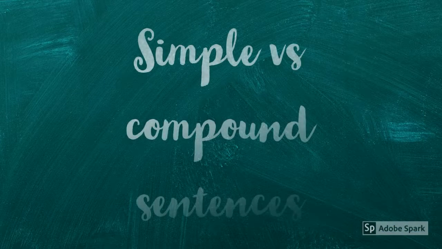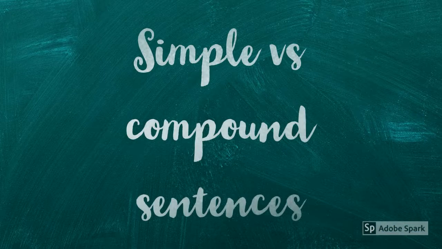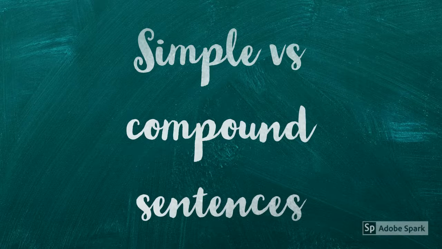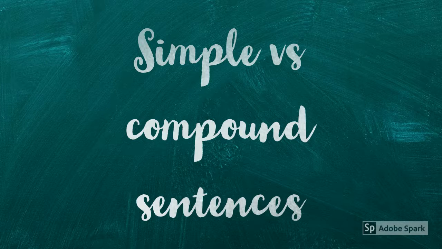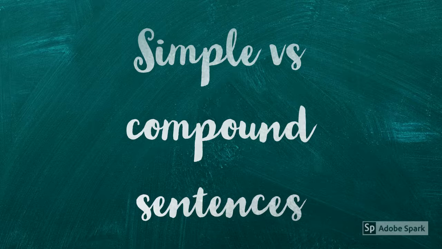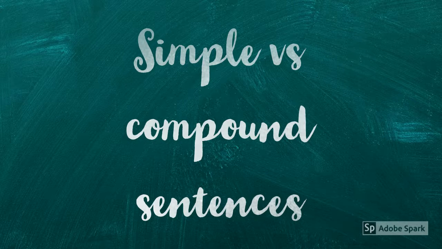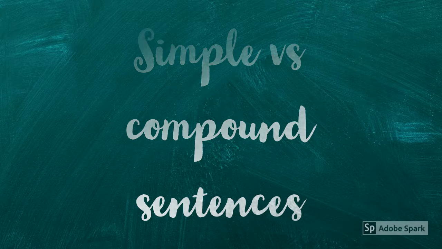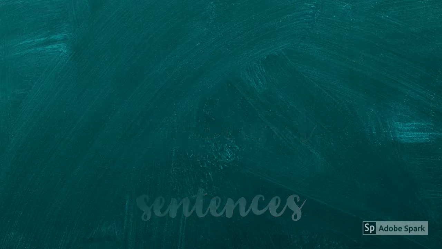A compound sentence is composed of two complete and independent ideas. You can join the two ideas with a coordinating conjunction: and, but, or, nor, or yet. Place a comma before the coordinating conjunction. You can also join the two sentences with a transitional expression. Place a semicolon before the transition and a comma after it.